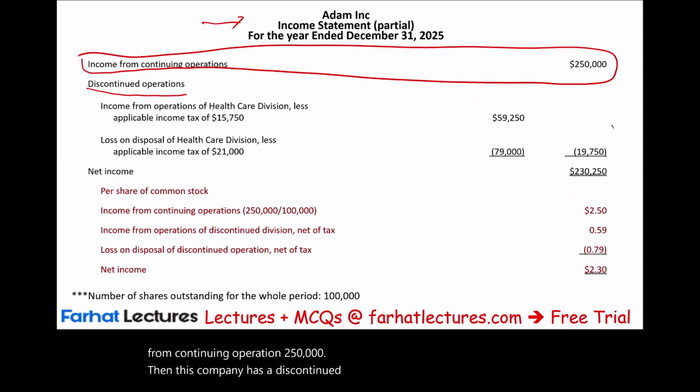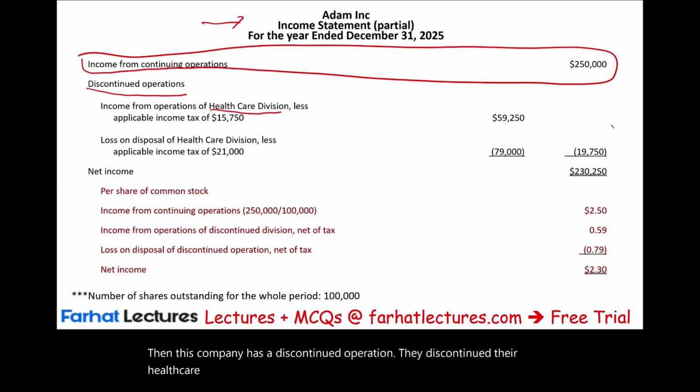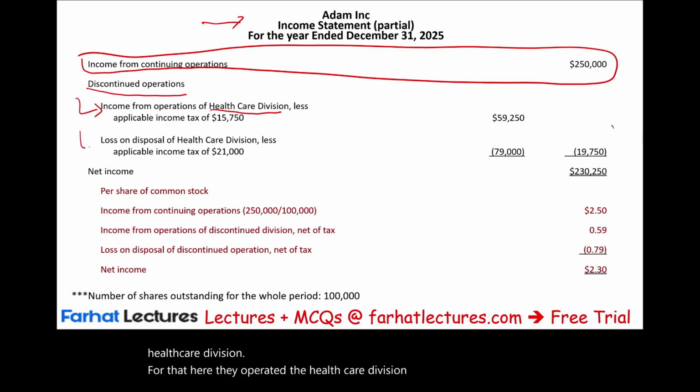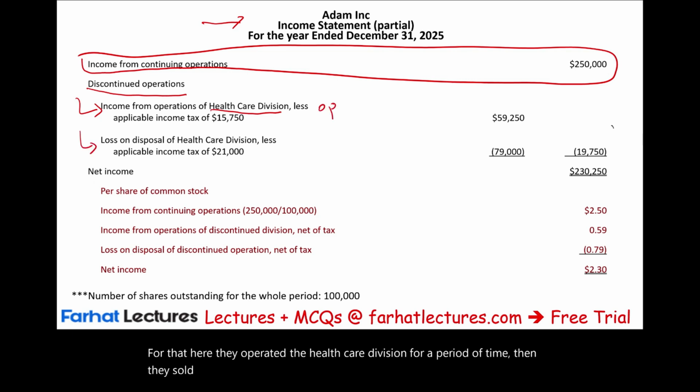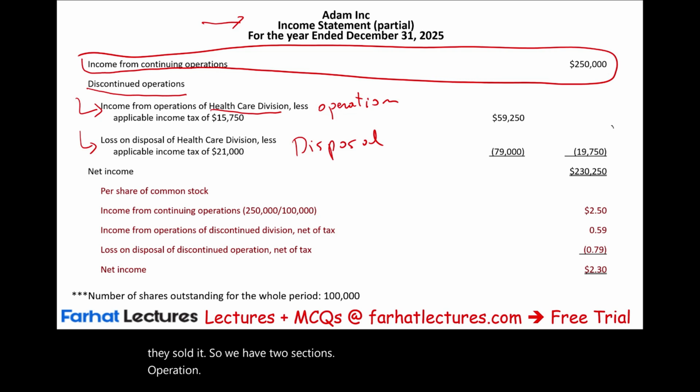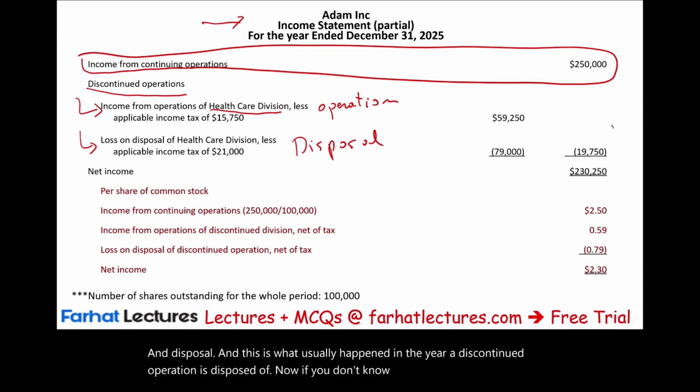They discontinued their healthcare division. For that year, they operated the healthcare division for a period of time, then they sold it. So we have two sections, operation and disposal. And this is what usually happens in the year a discontinued operation is disposed of. Now, if you don't know what a discontinued operation is, you have to go review discontinued operations. I'm going to assume you know what a discontinued operation is.